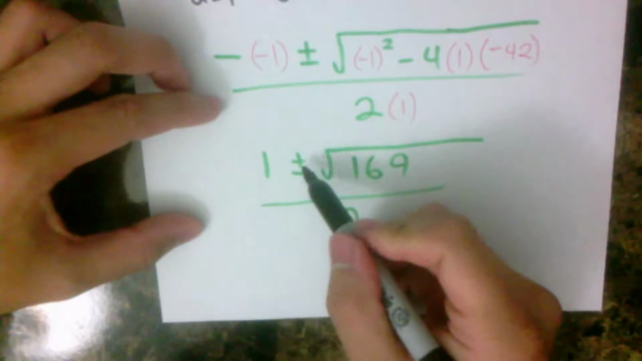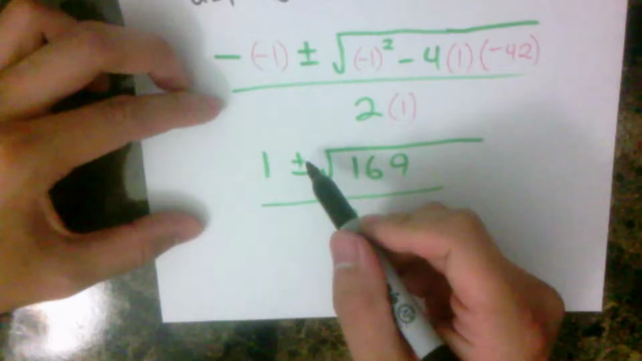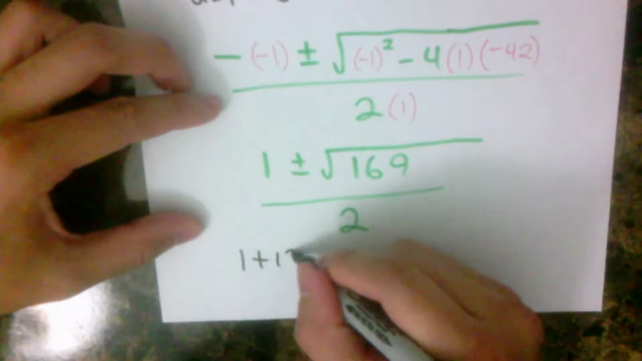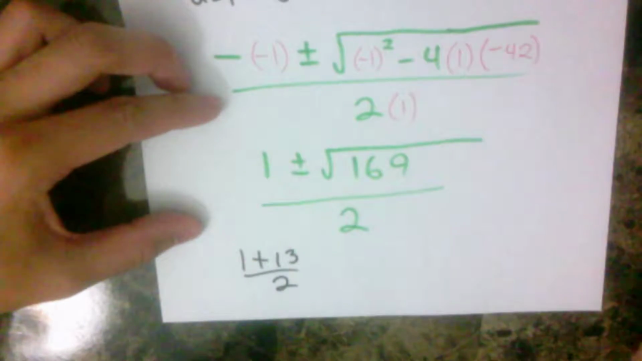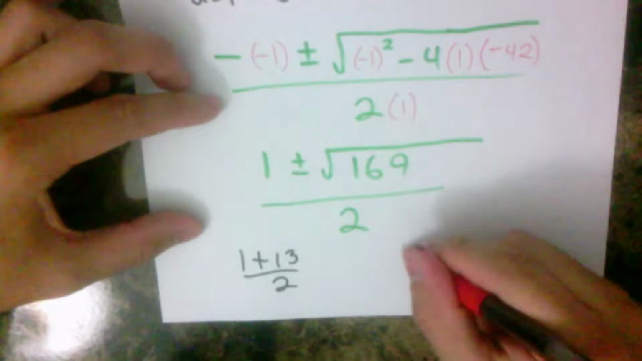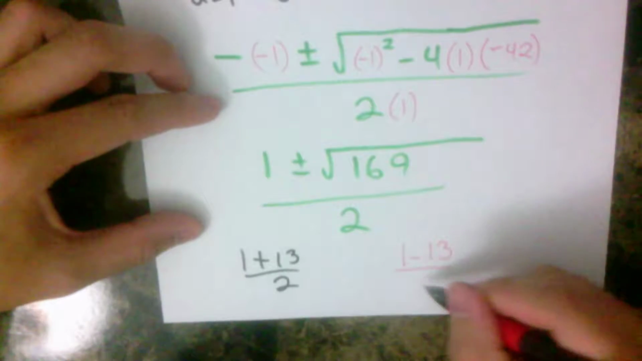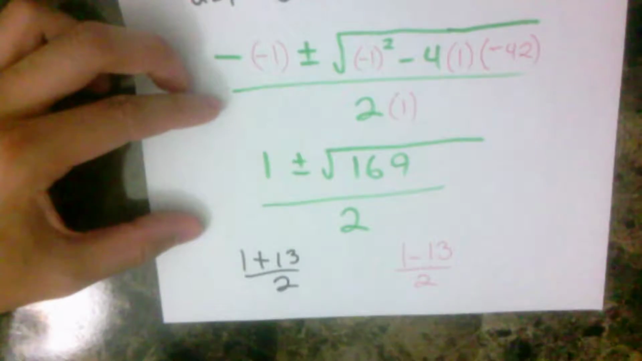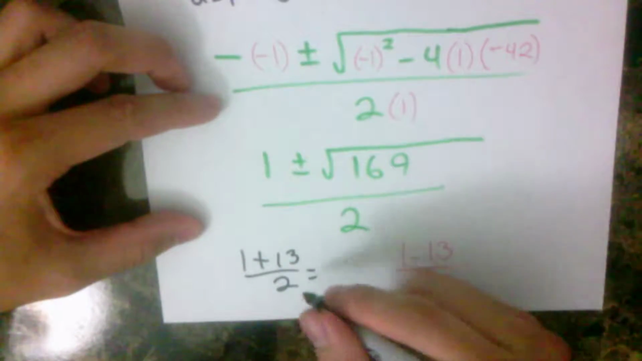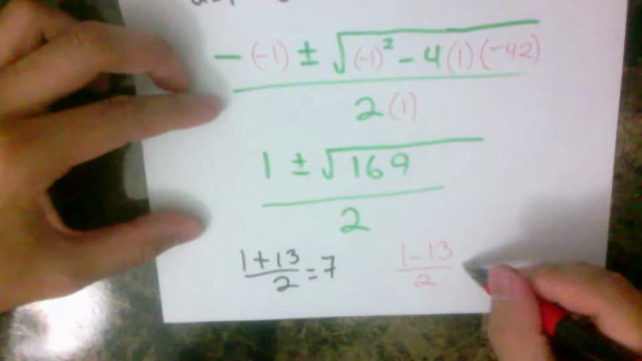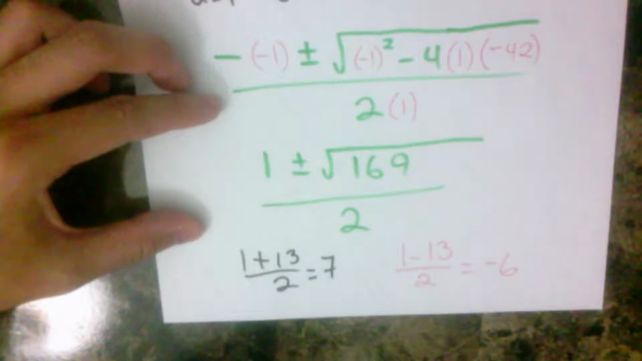First, we'll do 1 and then pick one of these signs. I typically start with a plus sign first. So 1 plus, and remember the square root of 169 is 13, over 2. And we also have 1, we're going to write this in red, 1, instead of plus now, we have to use our minus sign, minus 13 over 2. 1 plus 13 is 14, 14 divided by 2 is 7, and then 1 minus 13 is a negative 12, and negative 12 divided by 2 is a negative 6. And that is how you would finish off this problem.